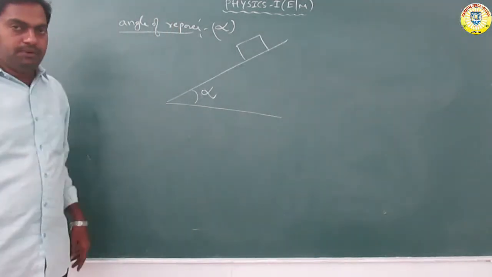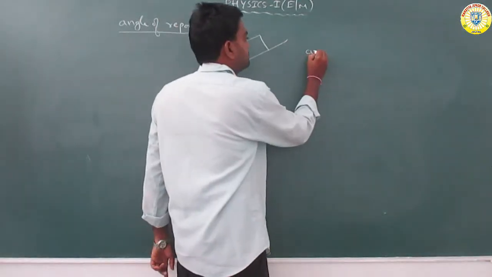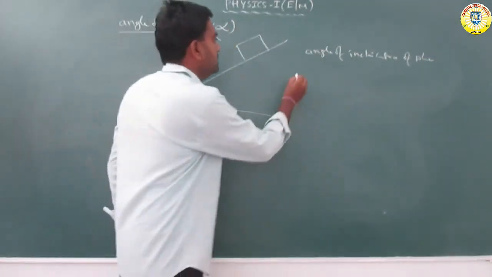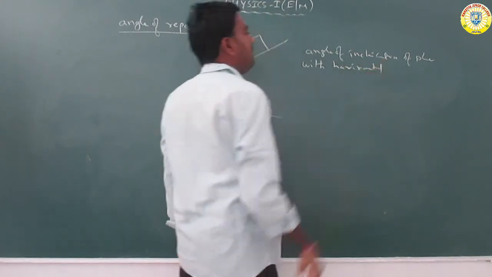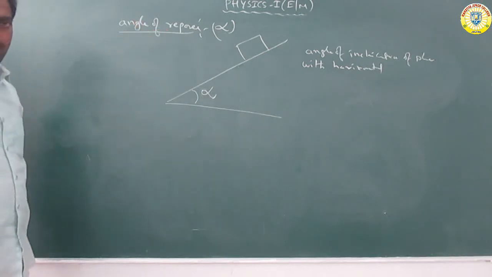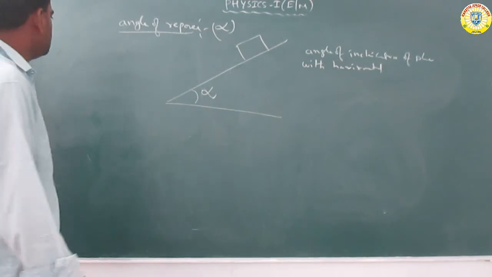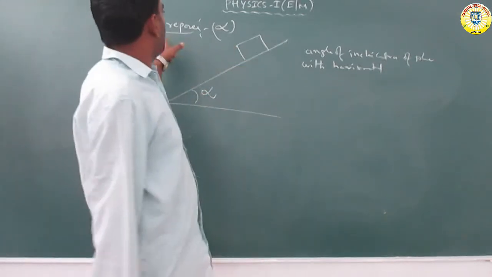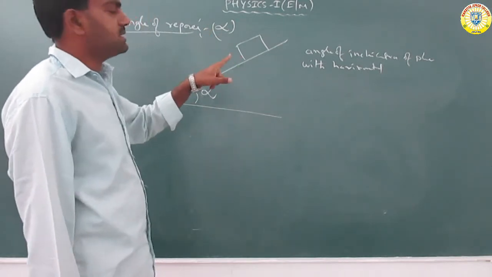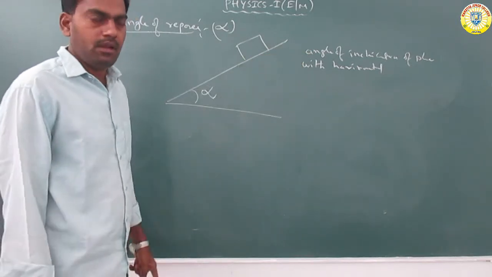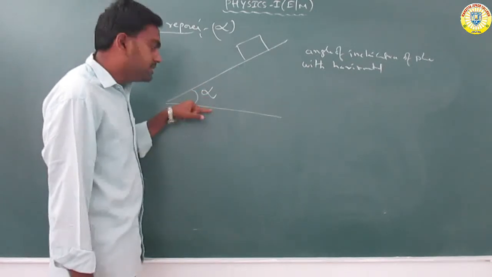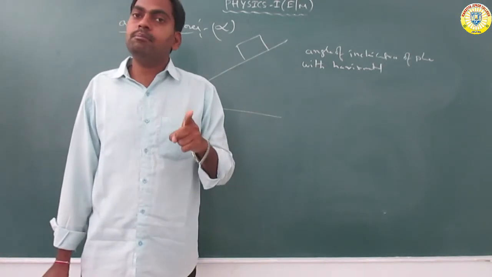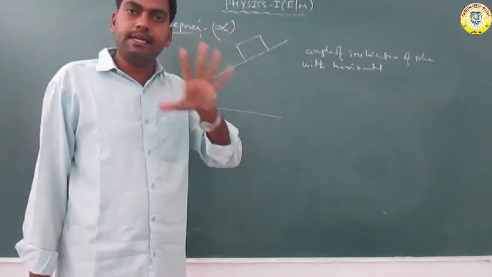So what is the angle of repose? The angle of inclination of a plane with the horizontal is called the angle of repose, denoted alpha. Angle of inclination is called theta. It is the angle at which the body tends to move, or is ready to move, on an inclined plane. Got it?